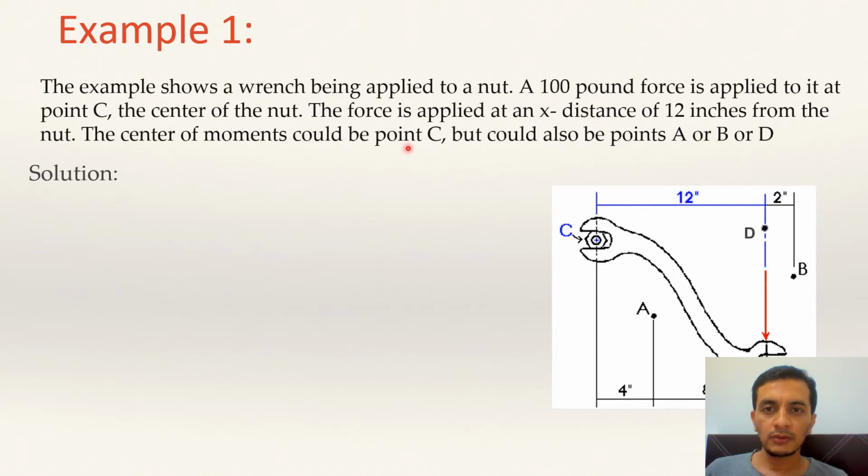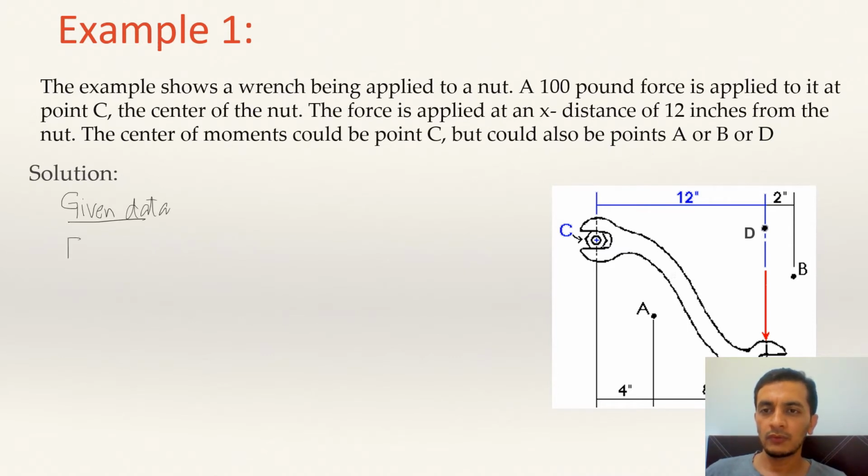The center of moments could be point C, but also can be points A or B or D. Now in this example, we have to calculate the moment of force about point C as well as points A, B and D also. Each of these has different moment arms and different locations in the figure. So the values are also given. From here we can calculate the moment arms about each axis of rotation or point of rotation. So first we can write our given data.